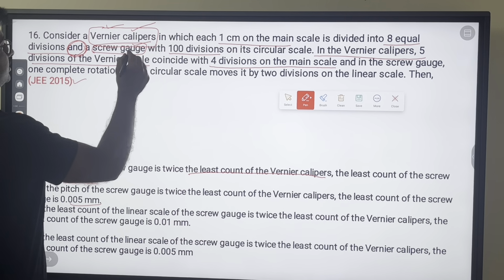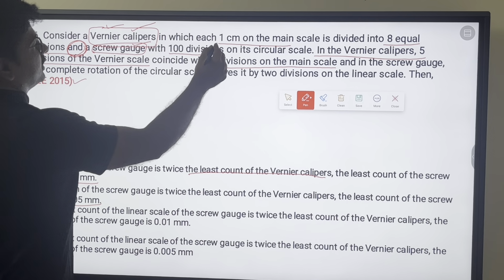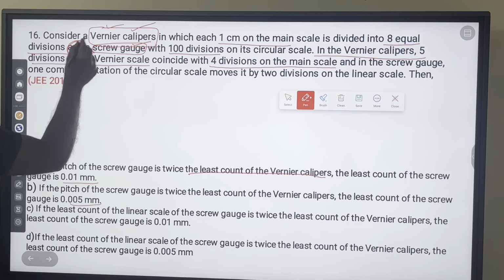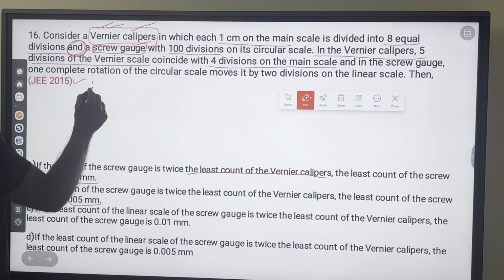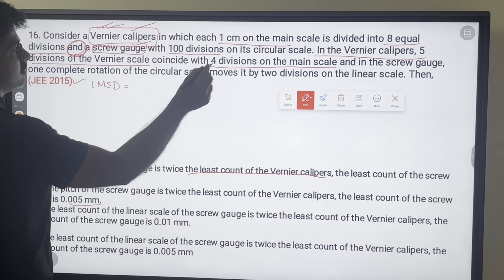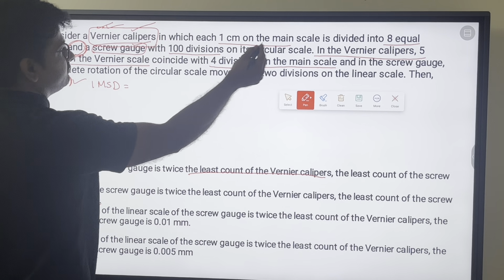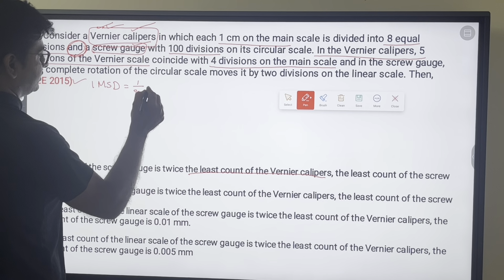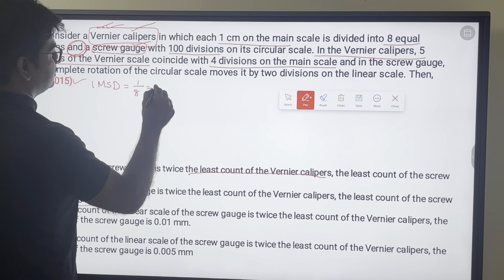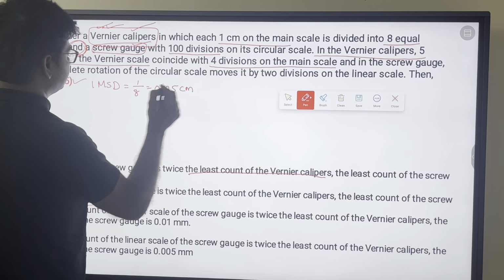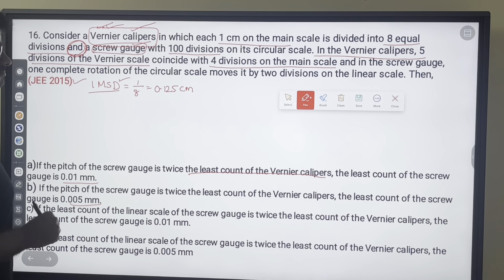So first thing, 1 centimeter on the main scale is divided into 8 equal divisions. Therefore 1 MSD on the vernier scale is equal to how much now? 1 centimeter is divided into 8 equal parts. Therefore 1 by 8, which I can write as 0.125 centimeters. This is 1 MSD on the vernier scale.